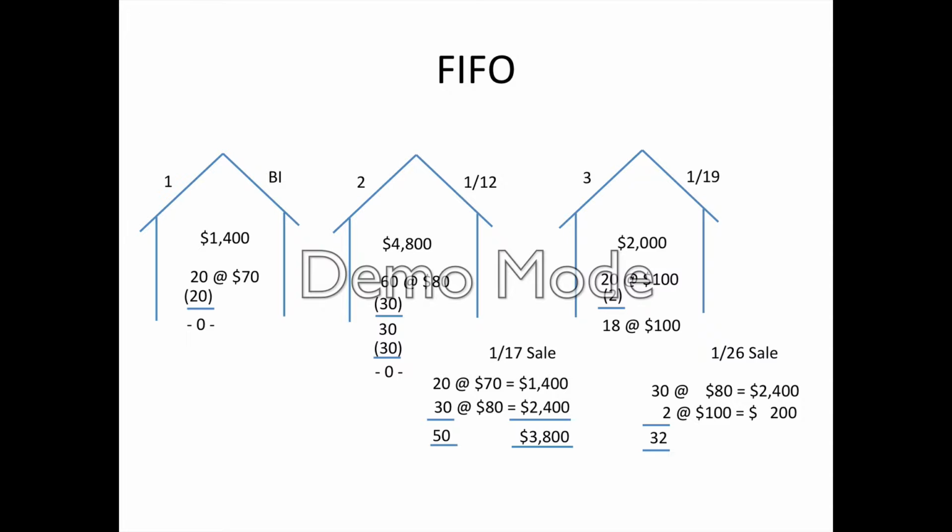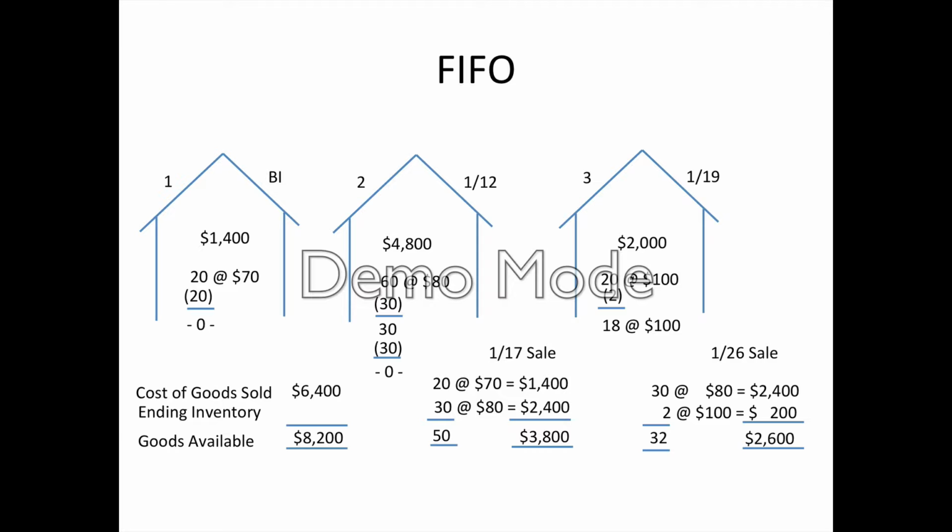Now we add up the 2 batches to get the cost of goods sold for the January 26th sale. It is now time to reconcile to the goods available, which is the sum of the beginning totals in each of the garages, or $8,200. The total cost of goods sold is the sum of the January 17th and the January 26th sales. The ending inventory is the 18 units in garage 3 times the $100 cost per unit, or $1,800.